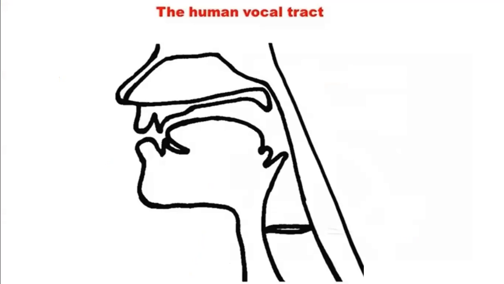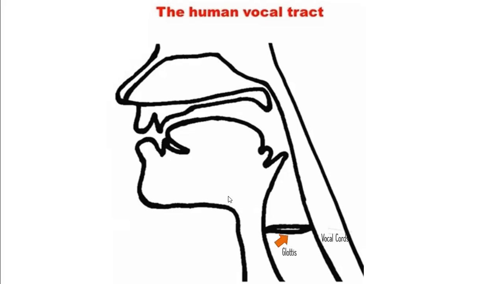The human vocal tract. Once the air is in the lungs, they pump up the air. And once the air is pumped up, what the vocal tract does is convert the air into sound. Converting air into sound is articulation. Speech sounds are produced and articulated by the vocal tract.